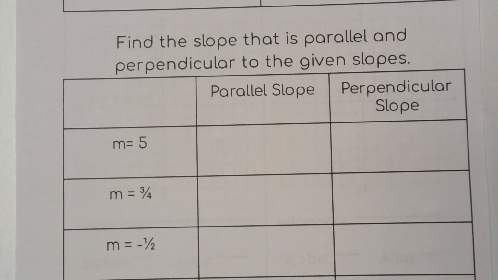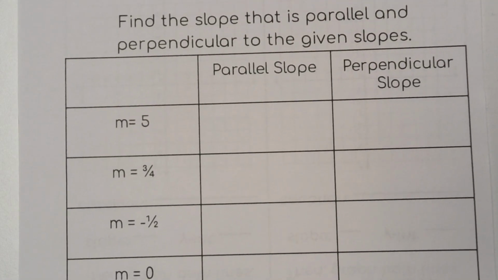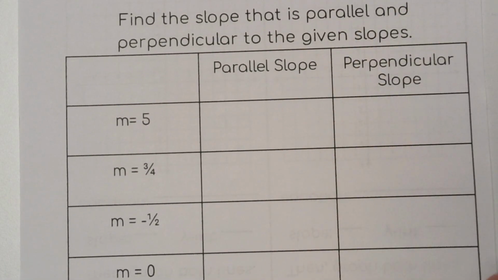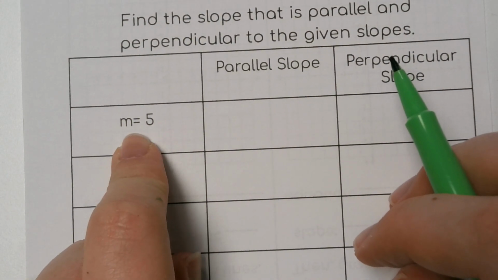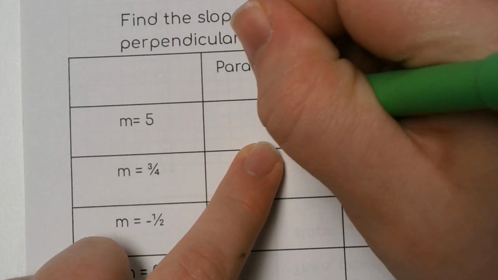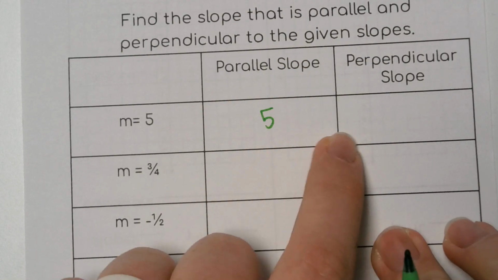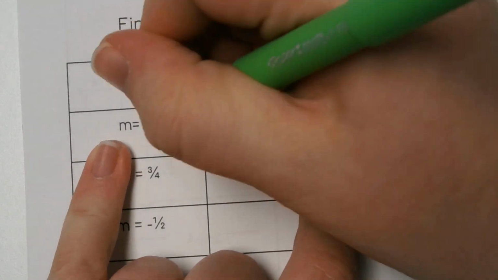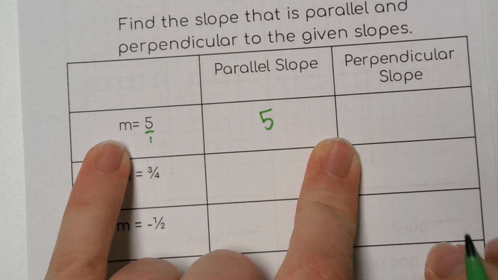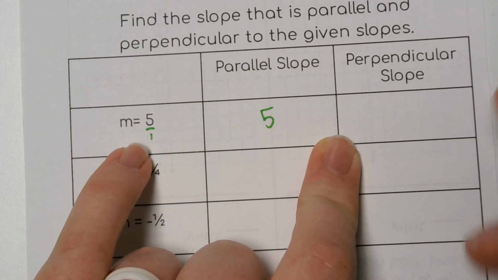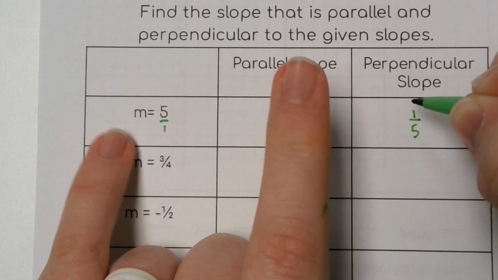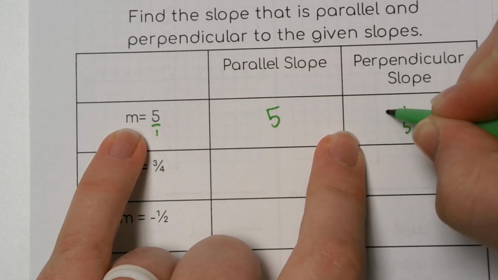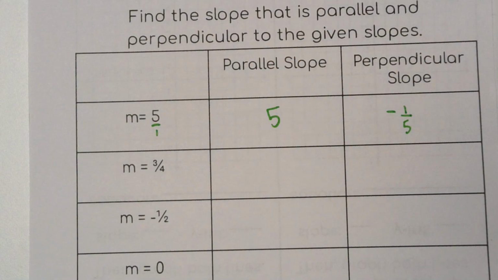Okay, so we're going to find each parallel slope and each perpendicular slope to give ourselves some practice. For m equals 5, if our slope given is 5, our parallel slope is also 5. Then the perpendicular, well, 5 is really just 5 over 1. So we flip that to 1 over 5, and since it's positive here, we make it the opposite sign, which is negative.